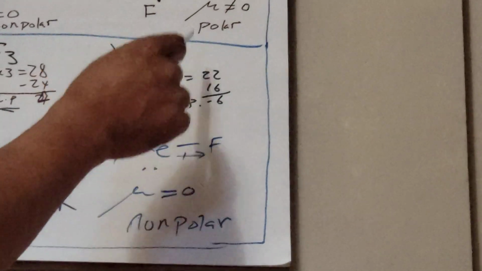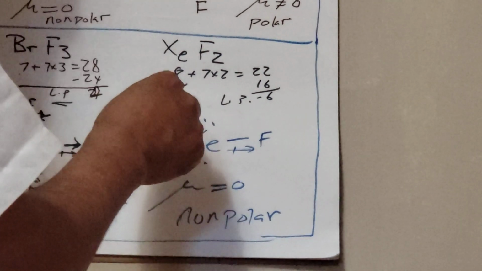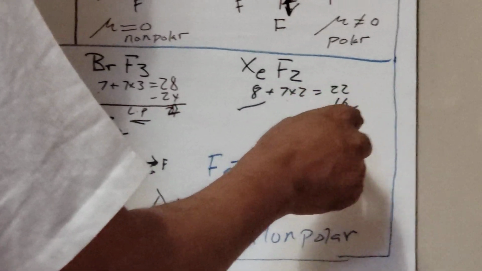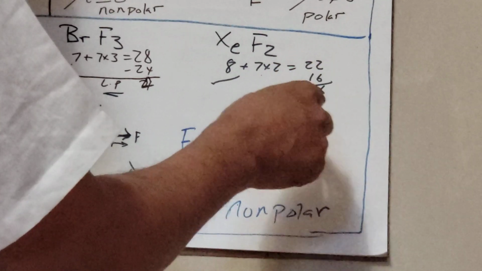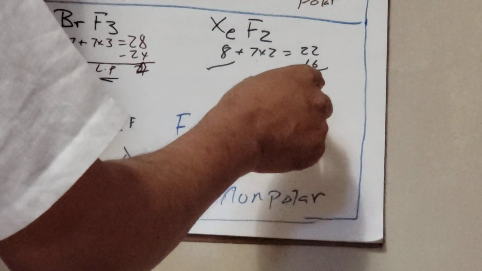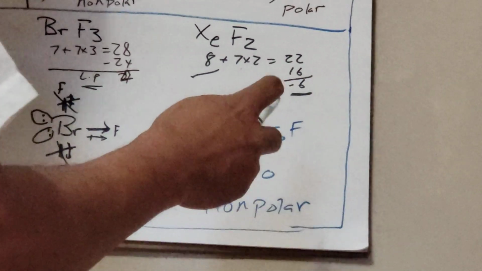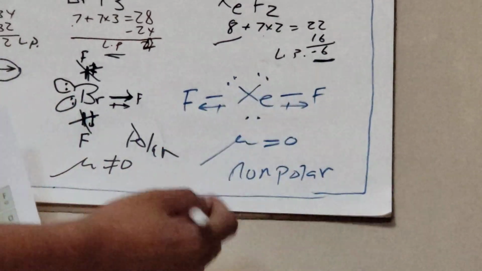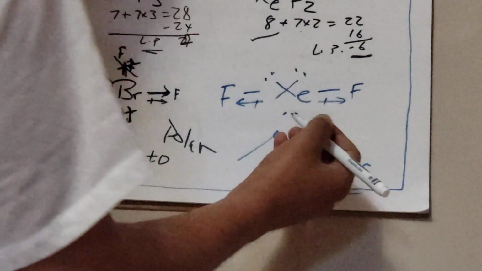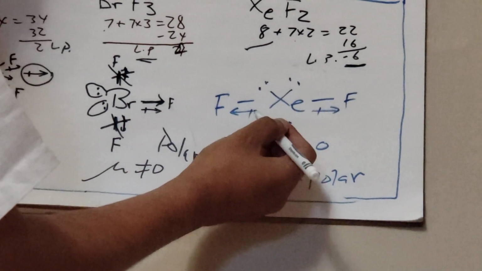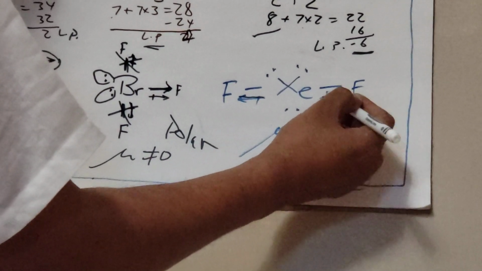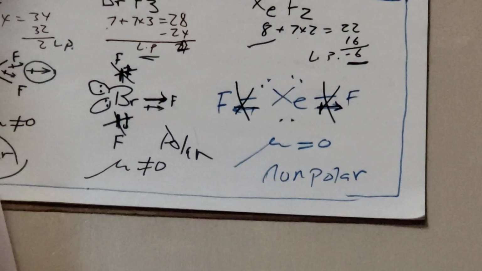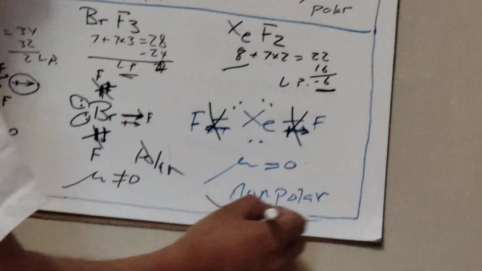Now xenon difluoride. Xenon has 8 electrons on the outer shell, and fluorine has 7 times 2, 22 total. The highest multiple of 8 is 16. So you have 6 electrons on the central atom which are not bonded, so that means you have 3 lone pairs. One fluorine is pulling this way, another fluorine is pulling this way. So they will cancel each other, and you are going to have dipole moment 0. That means this one is non-polar.